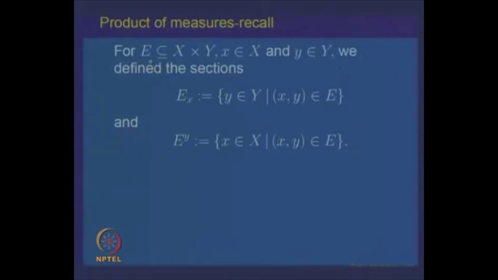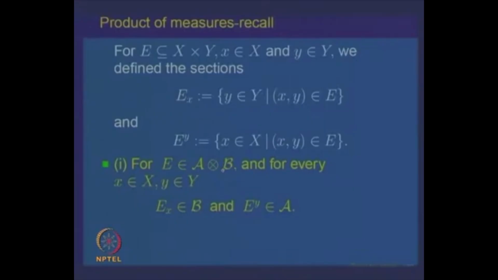So, let us just recall the settings. We have a set E contained in the product set X cross Y, and for any element x in X and y in Y, we defined what is called the x section E_x and E_y in the previous lectures. And then we claimed that for every set E in the product sigma algebra, the section E_x is an element of the sigma algebra B, and the section at y is an element in the sigma algebra A. So, this we had proved.